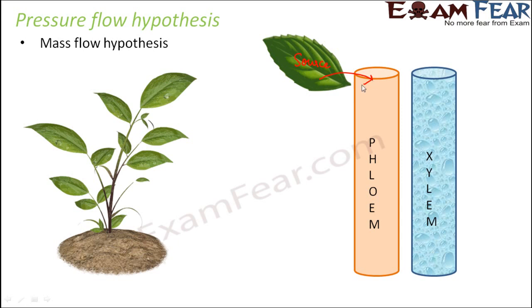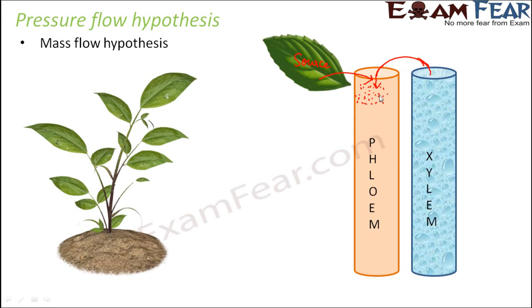Now once the sugar is actively transported into the phloem, what happens? The sugar concentration here increases. Sugar concentration increasing would mean the solute concentration will increase. Once the solute concentration increases, that means the water potential is decreasing. On the other hand, in xylem there is too much water, so the water potential is high. Here the water potential is high, and here the water potential is low. So what will happen? Water will start diffusing in from xylem to phloem.